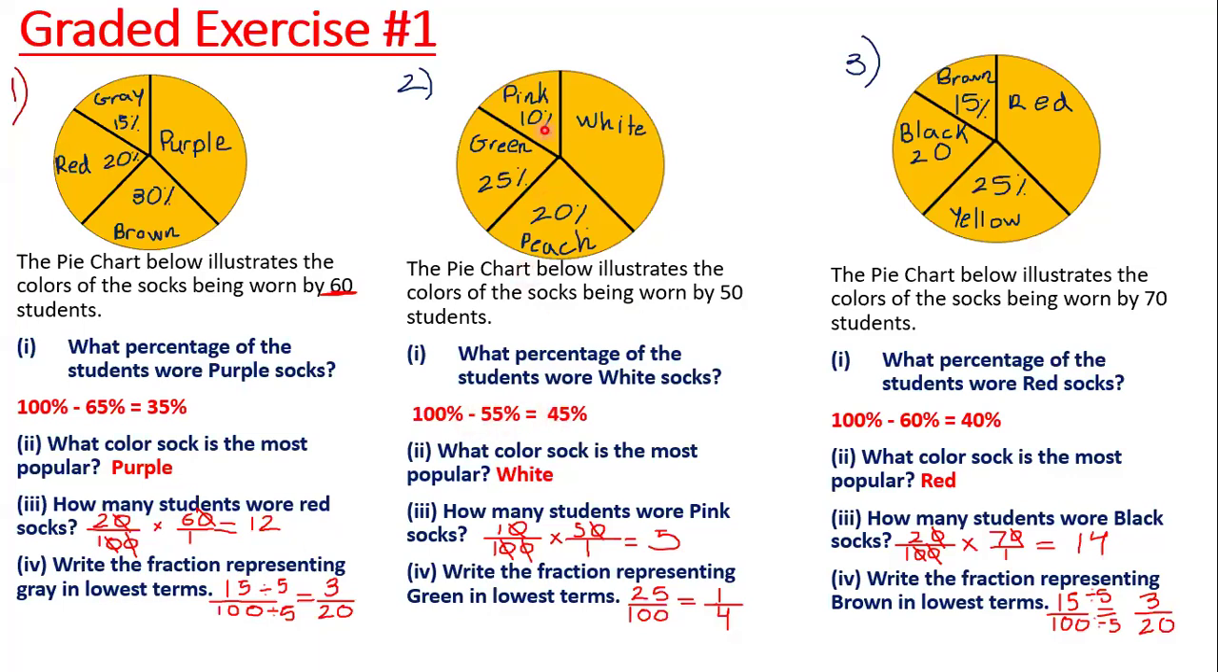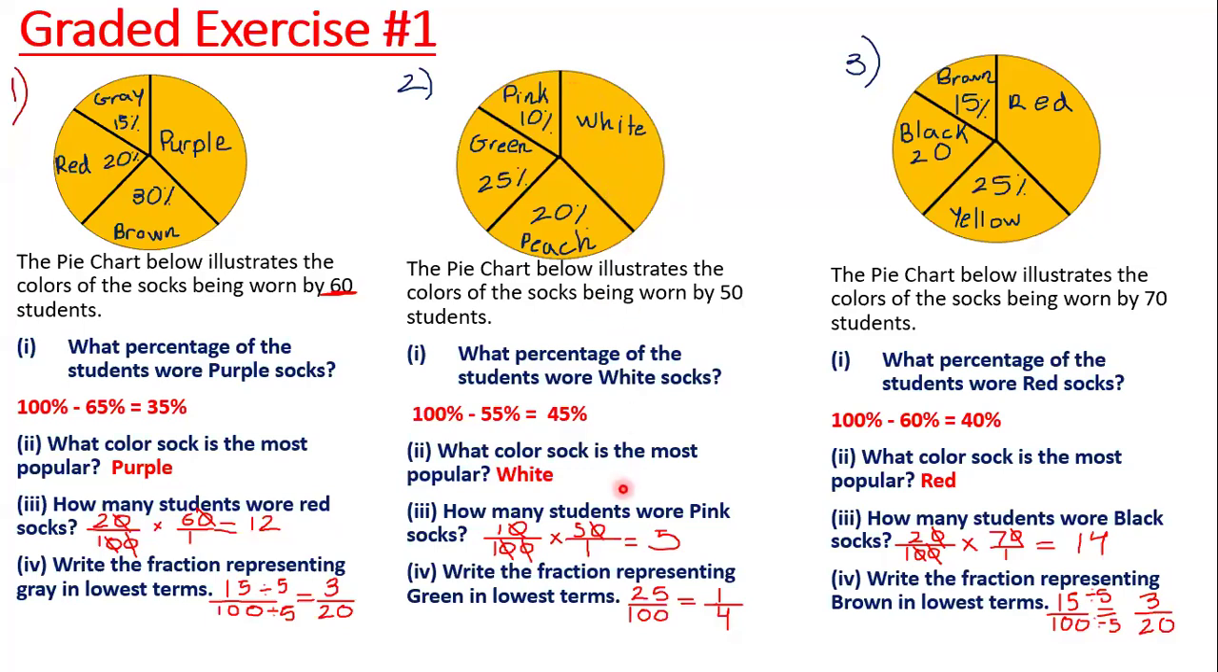Next question, how do we get the 55? Where did we get the 55 from? The 55 is the sum of the 3 percentages that we already have. So the 10, the 25, and the 20, right? Right. Good. And then you just subtract the 55 from the 100, and that gives you 45. Good. And then it asks what color sock is the most popular. It's obviously white because white has the largest amount.